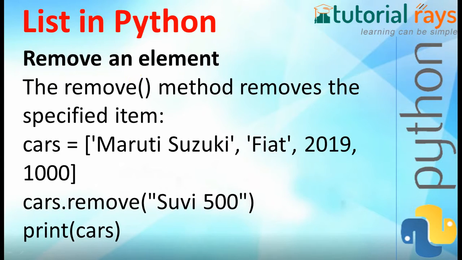And to remove an element, the remove method removes the specified item. For example, cars, then inside cars Maruti, Suzuki, Fiat, 2019 and 10. So if you write cars dot remove 500, then print cars, the 500 which we had just added will be removed.